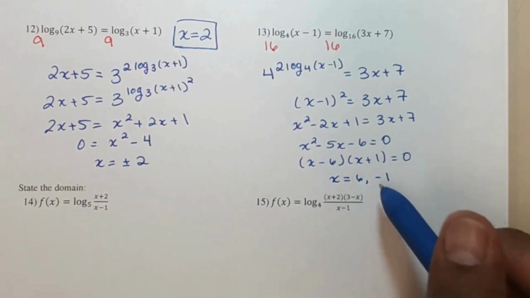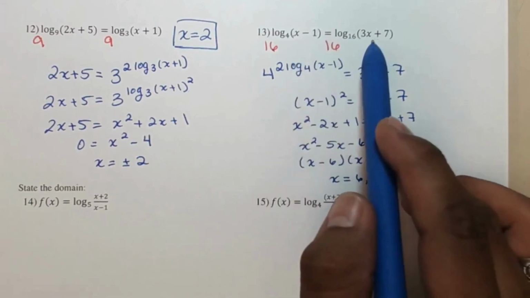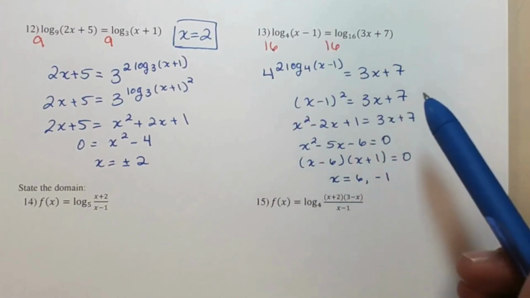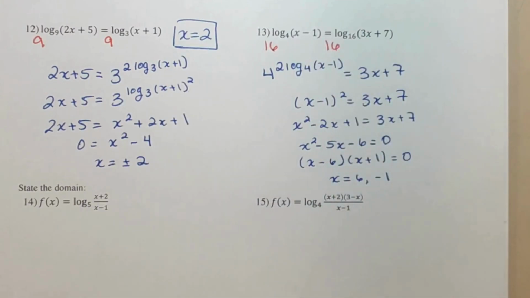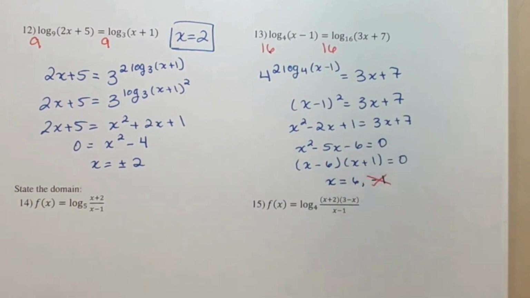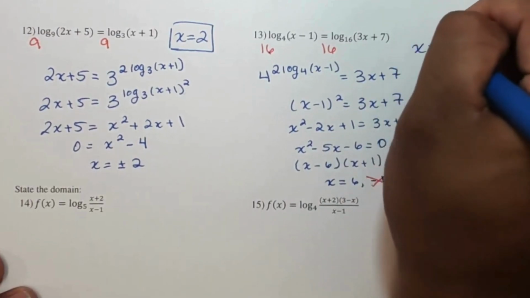Do they both work? Well, 6 works. That gives us 5. That gives us, I think, 25. If you plug in negative 1, we get negative 2. Nope, doesn't work. So our answer for that one is only positive 6.